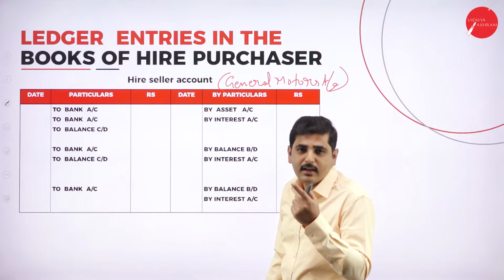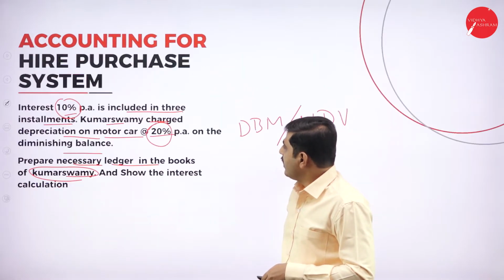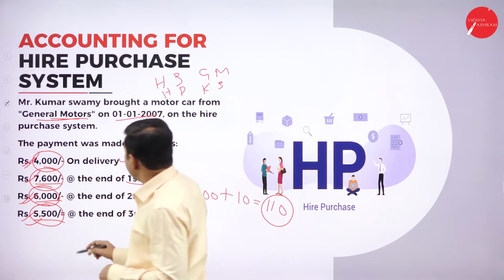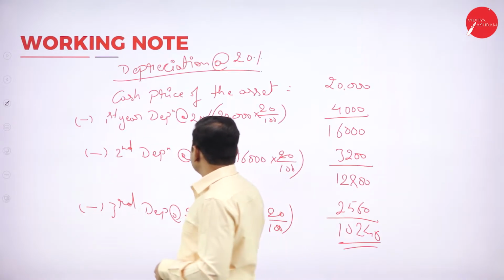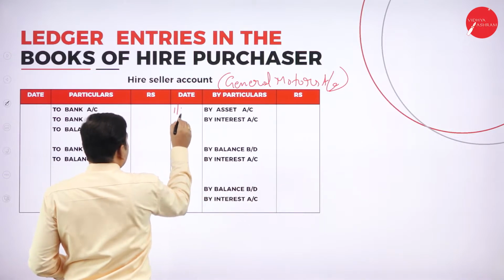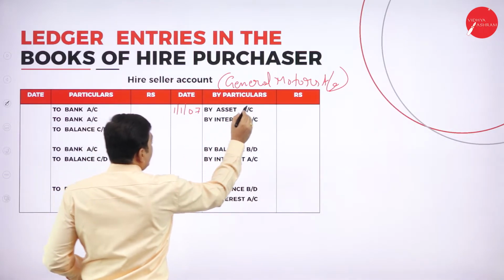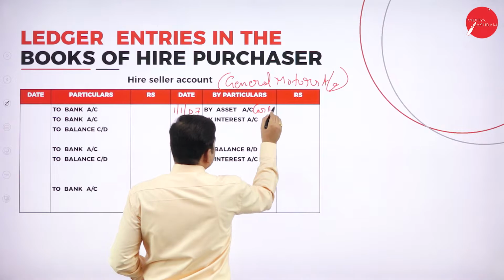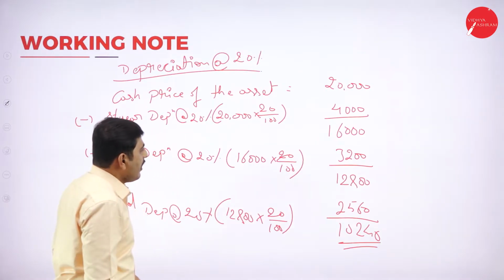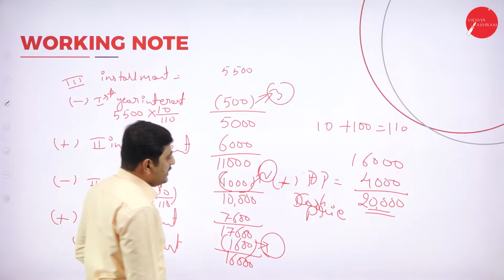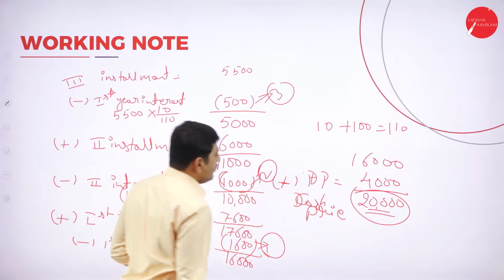On what day? On the beginning of the date. On which date are we purchasing the asset? On 1/1/2007 we are purchasing the asset. Let's write the date. So 1/1/2007 by car account. So how much? What is our cash price? See, we have already calculated the cash price here. So it is 20,000.